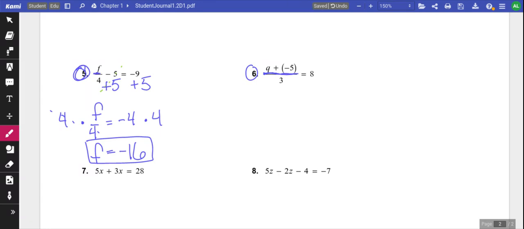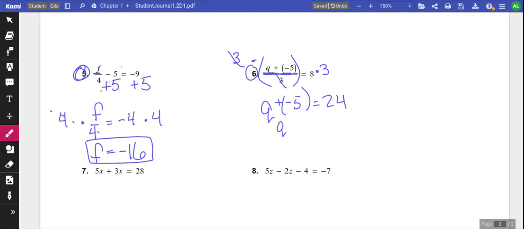So in order to get that variable on its own, first we have to add. But here, since it's the entire side of this equation, I want to go ahead and multiply this whole thing by 3. Okay, so over here, this 3 times 3 is going to cancel out. We're just left with this q plus negative 5 is equal to 8 times 3, which is going to give me 24.